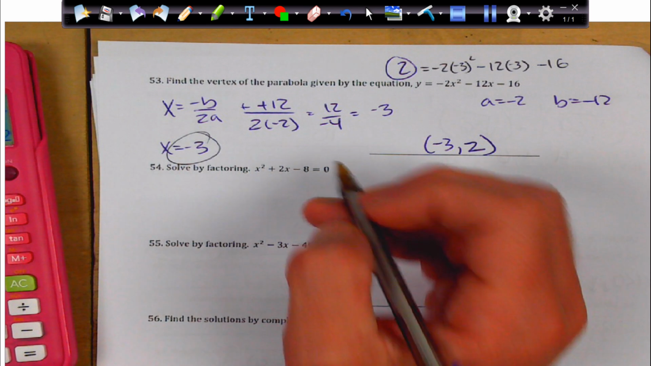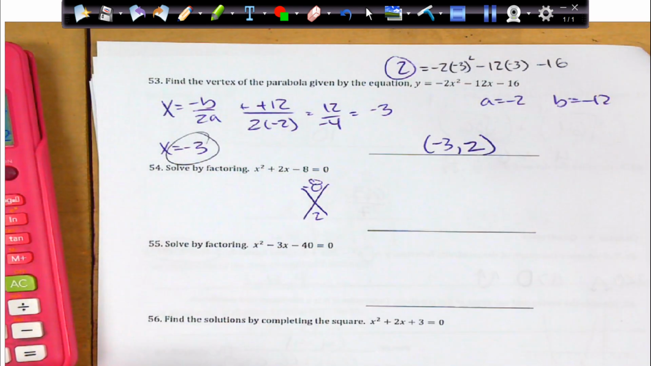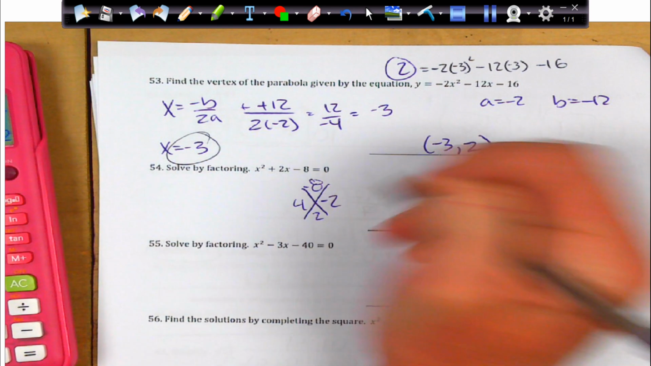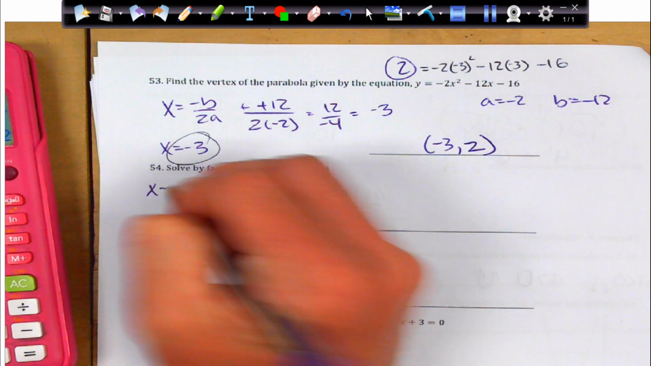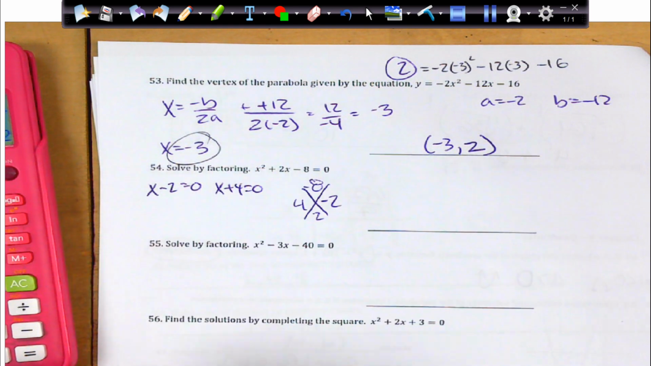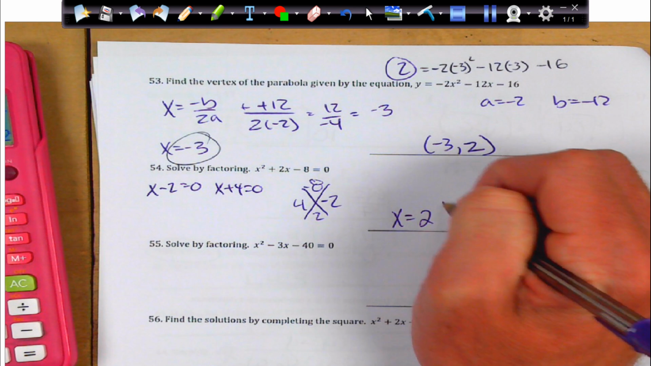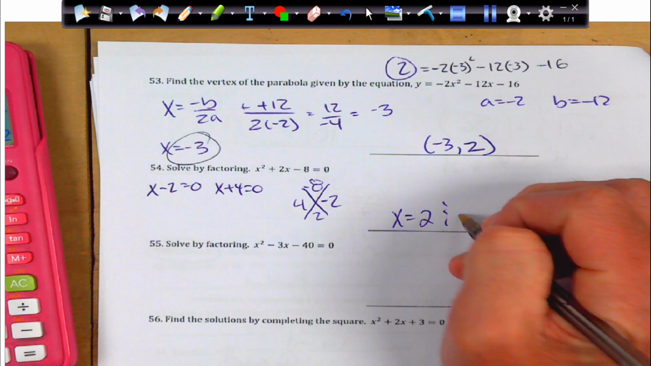Solve by factoring. So we're just going to factor this normally, and then negative 8 and 2. I believe that would be positive 4 and negative 2. So we get x minus 2 equals 0 and x plus 4 equals 0. So we're going to set each one of those equal to 0. Now I'm going to add 2 over, so I get x equals 2. And subtract 4, get x equals negative 4.